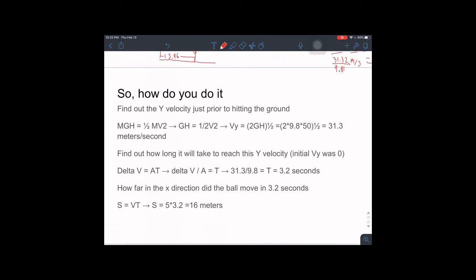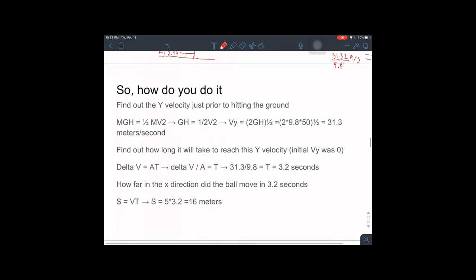Here are some steps. Feel free to pause the video and take some notes. Moving on.